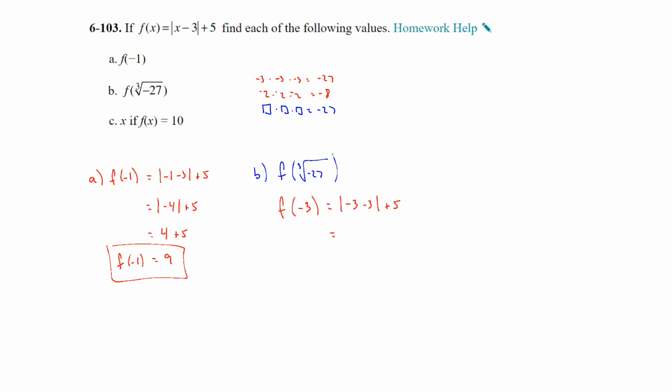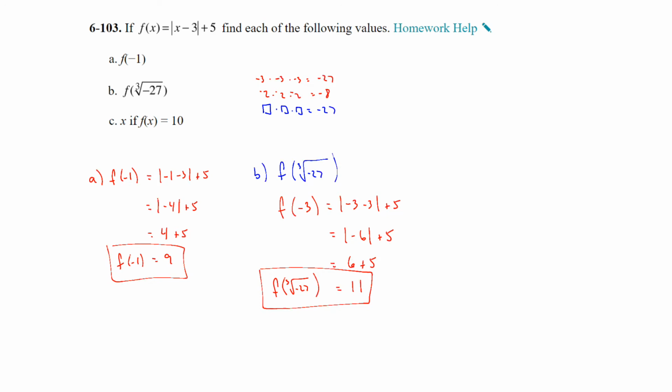That way it makes it a little bit easier to simplify this from the beginning, and the absolute value of negative 6 is 6. 6 plus 5 is 11. Now, I do want to write this one the same way that it was written originally, which was the cube root of negative 27, even though it could have been simplified.